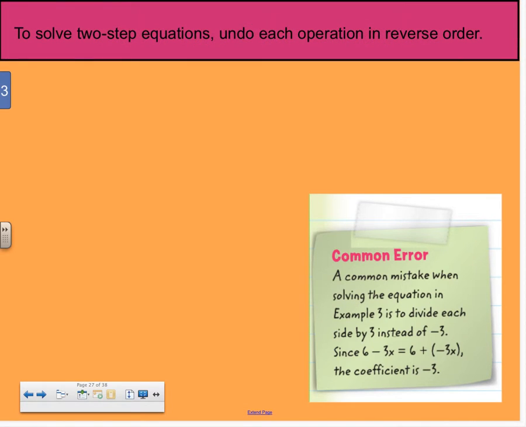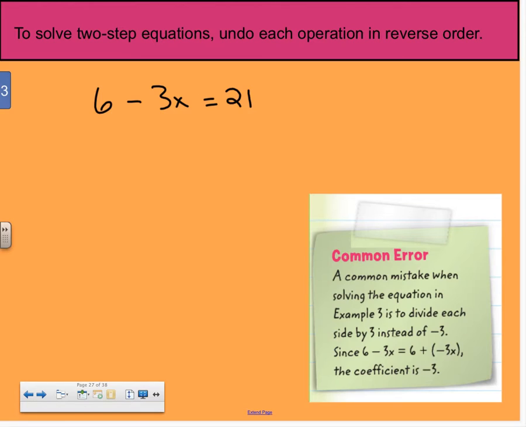Now, the overall goal is still the same. We are trying to undo each operation in reverse order. So let's take a look at example 3 on page 123. We've got 6 minus 3x equals 21.